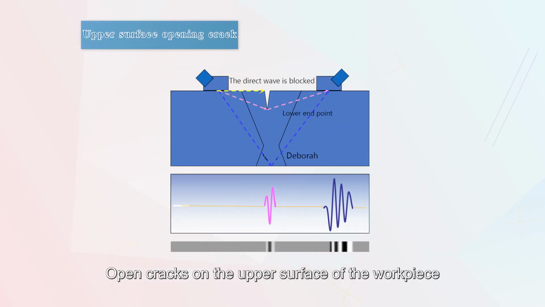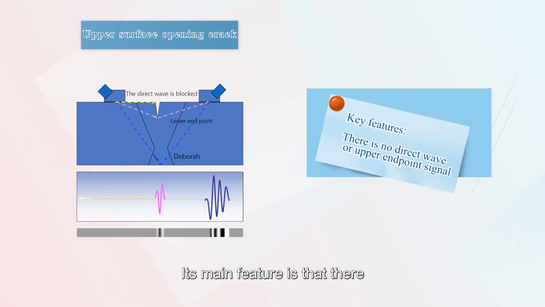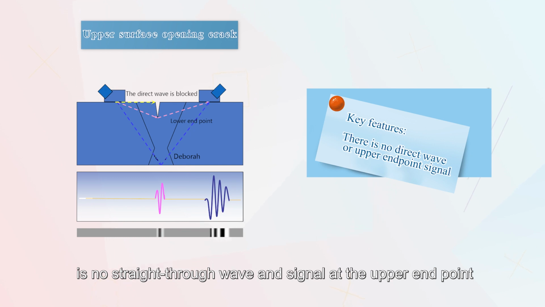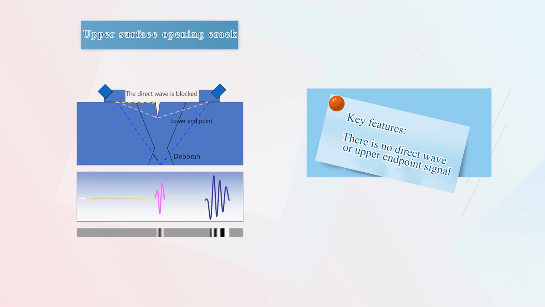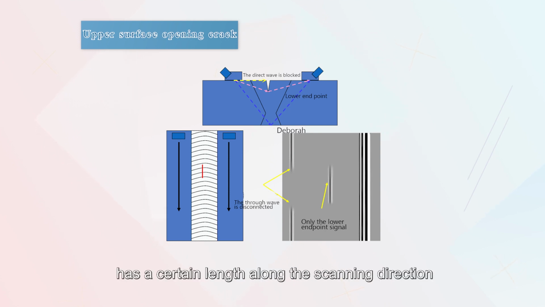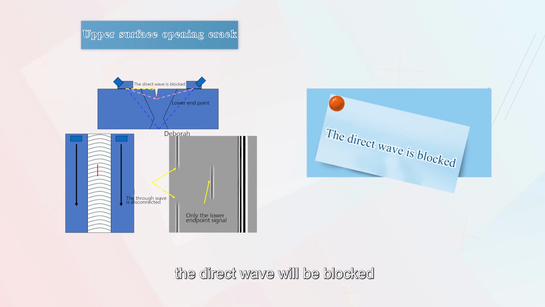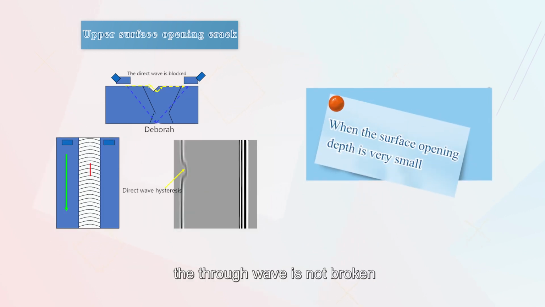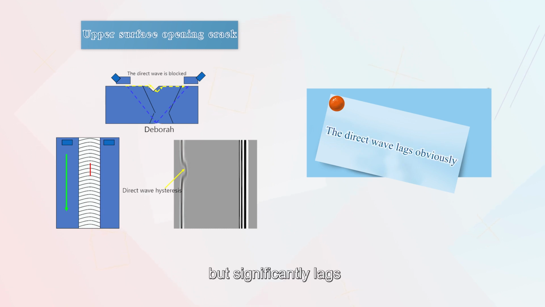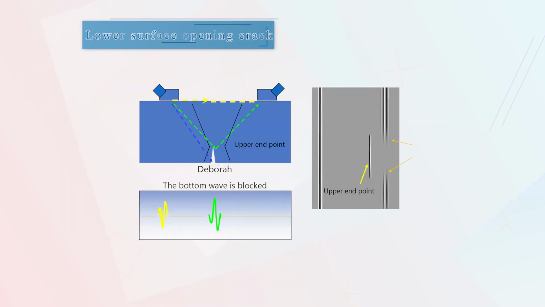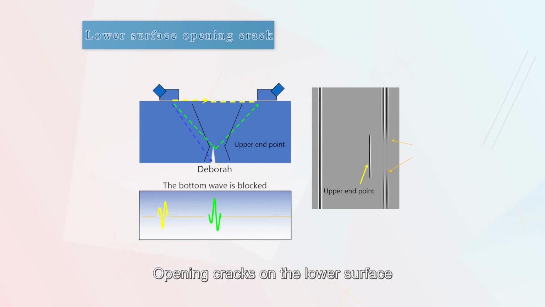1. Open cracks on the upper surface of the workpiece. Its main feature is that there is no upper endpoint signal and the straight-through wave is missing. When the defect has a certain length along the scanning direction, such a D-scan image can be continuously scanned. At this time, the direct wave will be blocked. When the surface opened depth is very small, the through wave is not broken, but significantly lacks.